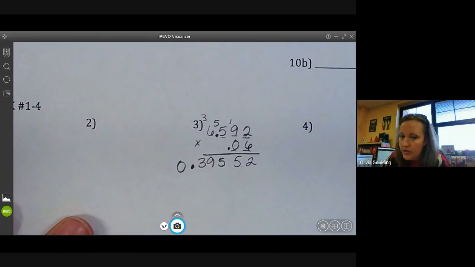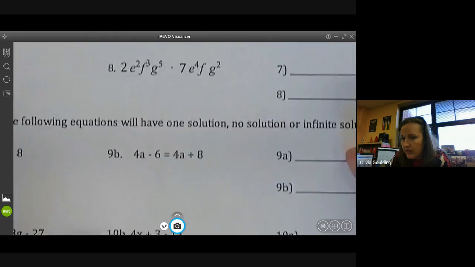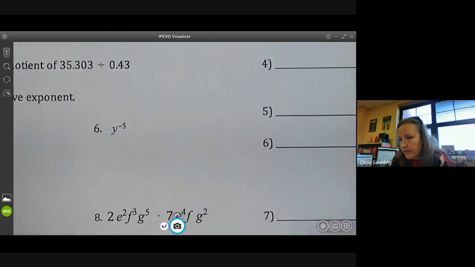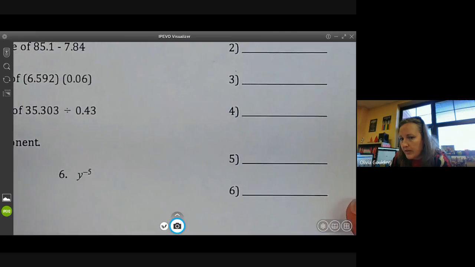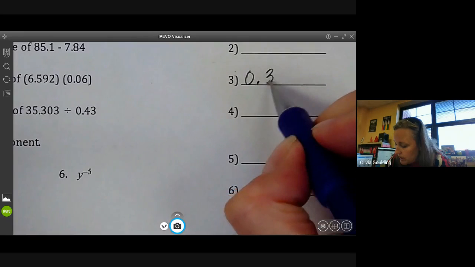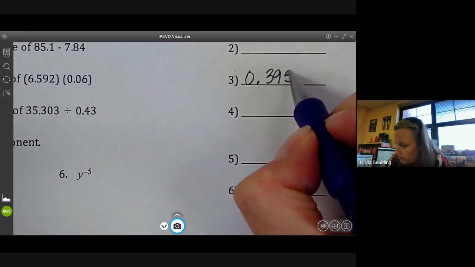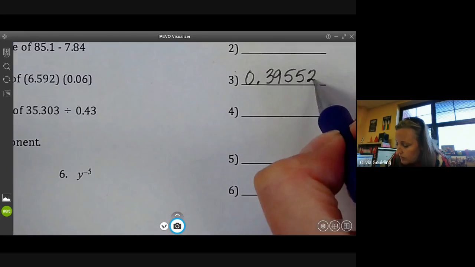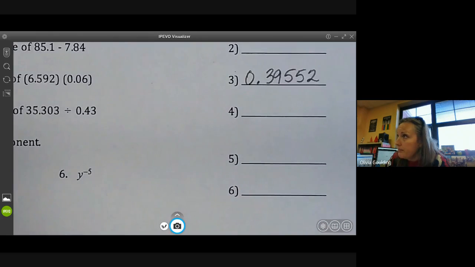Okay, let's go ahead and put a 0 here. So my answer for number 3 goes up here. All right, let's move it down. And it's 0, 3, 9, 5, 5, 2. Okay. So that's going to be my answer for number 3.